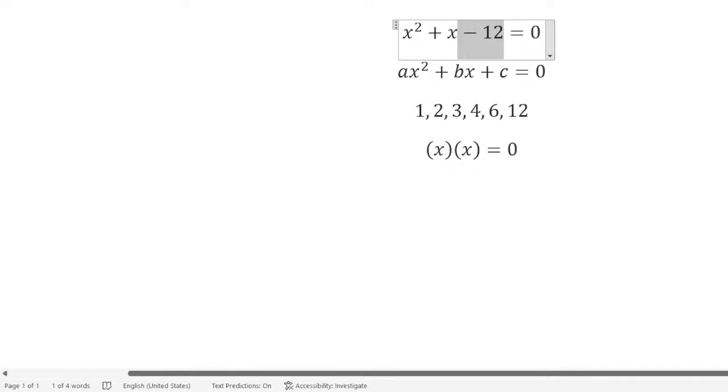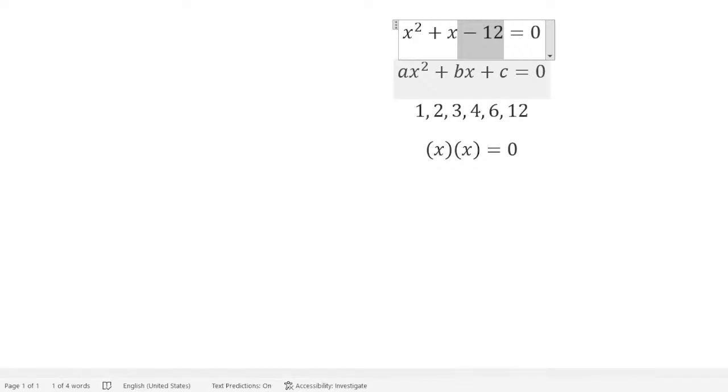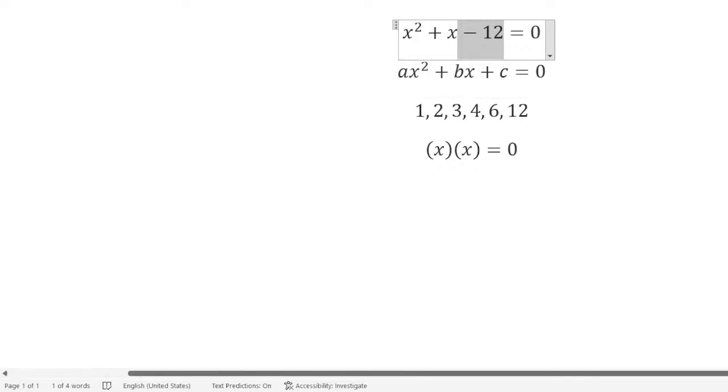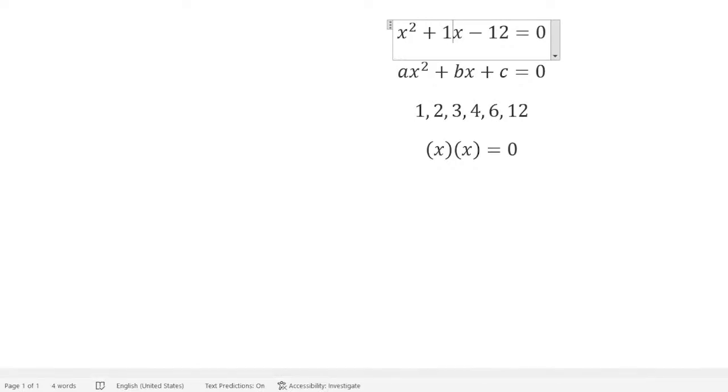So this is the principle. If the last term is negative, we'll have two different signs, right? Now, since it's negative, we have to choose two factors. When we minus them, they should give us the middle term. So in this case, which two factors when you minus them will give us the middle term? First, what is the middle term? The middle term is x, right? Remember, x has a coefficient of 1, but we don't put 1. That is an invisible one.